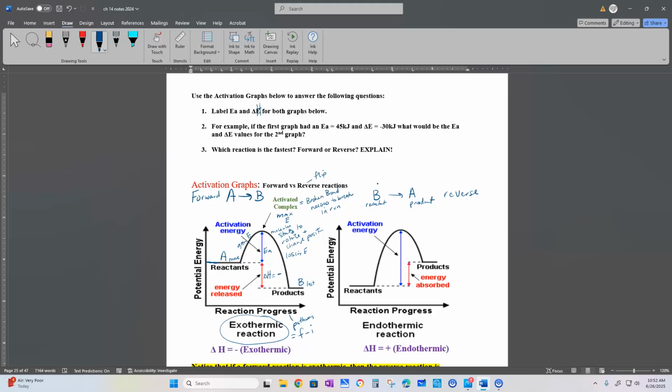On the flip side, what if you actually start with B as your reactant, okay? And then you are gaining energy. You're starting to rotate. You're gaining and gaining and gaining. And then you get to that point in time where you have broken your bonds. So your activated complex.